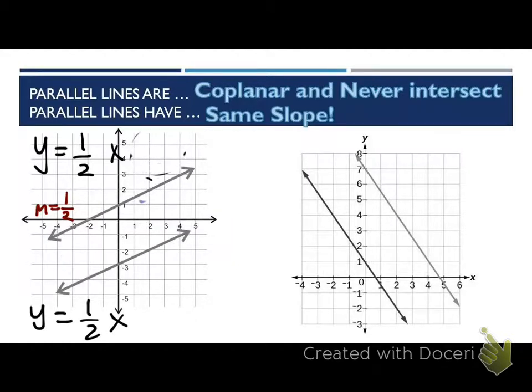So where does it touch the y-axis on this first one? Positive 1. But this second one, it has the same slope, right? Up 1 over 2, up 1 over 2. Where does it have its y-intercept? -3. So parallel lines, what they're going to have in common is that they have the same exact slope.